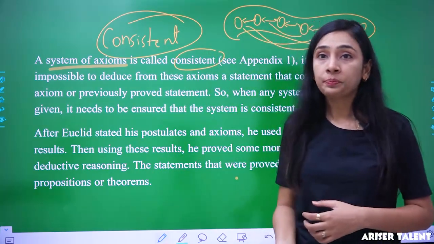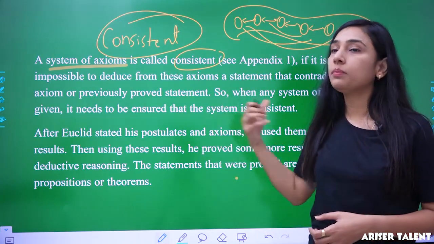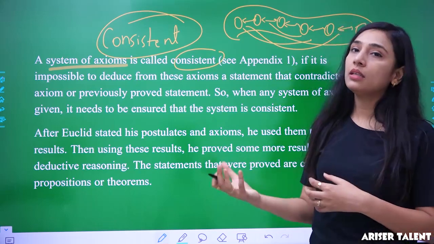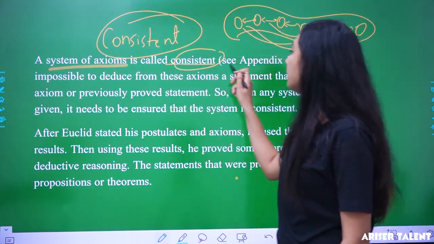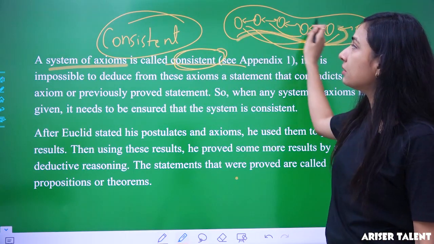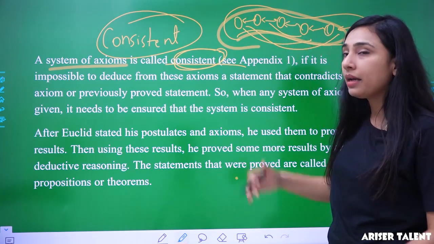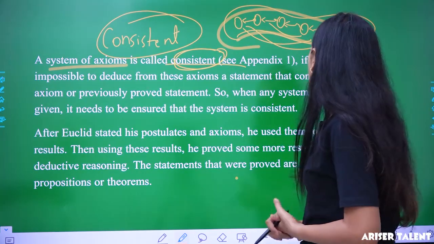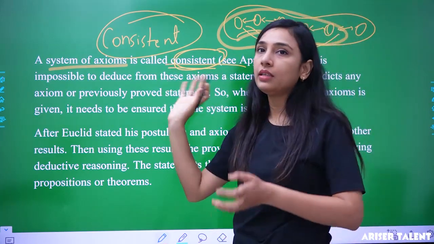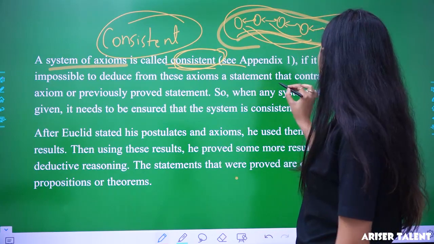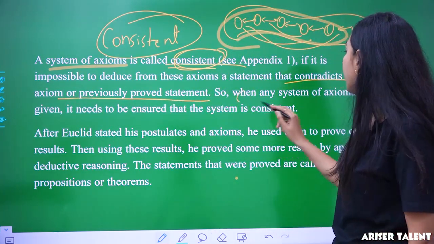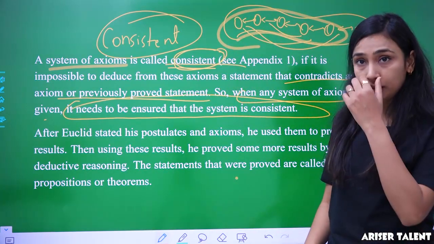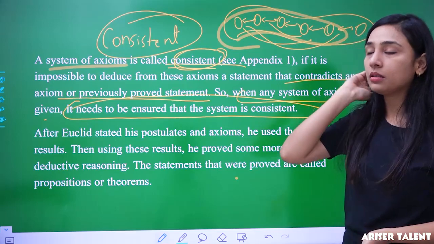What Euclid did was pick these axioms and prove other things with their help. They did not have any contradictory part, so it is called a consistent system. He can pick any axiom and use it, and in the same proof he can use another axiom. So this is known as a consistent system, where there is no contradiction with any axiom or previously proven statement. When any system of axioms is given, it needs to be ensured that the system is consistent. An inconsistent axiom system cannot work.